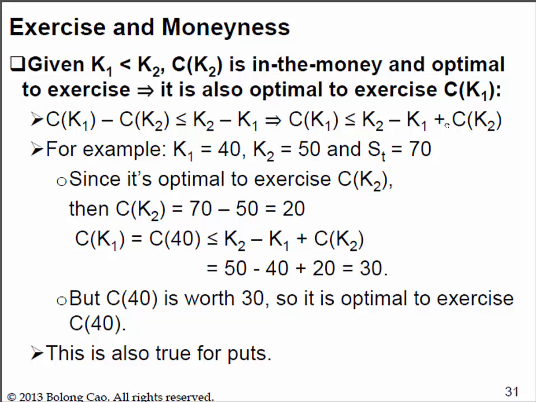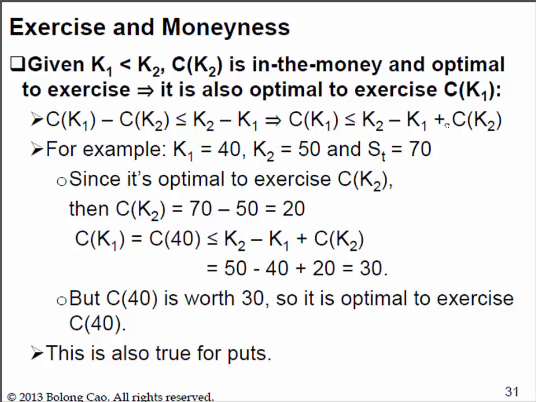Now, for example, K1 is 40, K2 is 50, difference is $10, underlying price is 70. So obviously, both options are in the money. Now, if it is optimal to exercise the high strike call with a strike price of 50, right, then the high strike call's value is 70 minus 50. You want to exercise it, the payoff from that is 70 minus 50, which gives you $20.